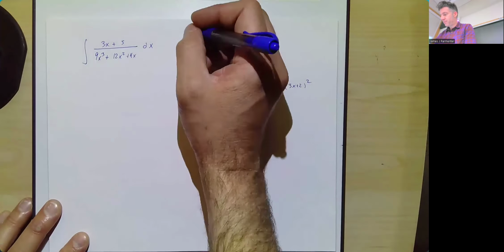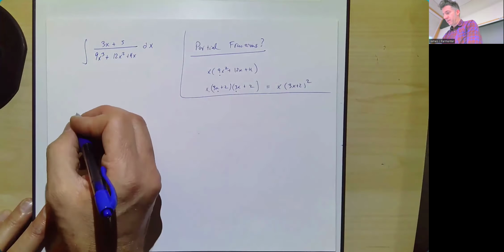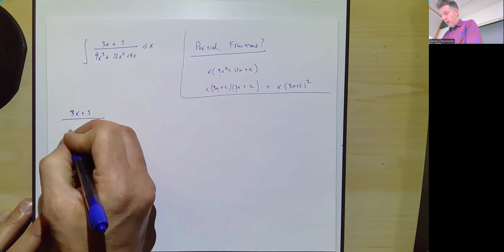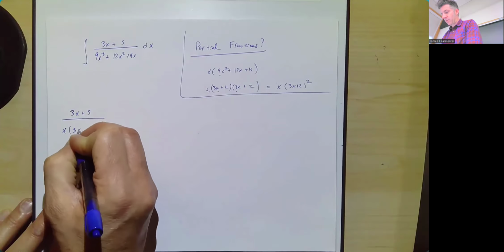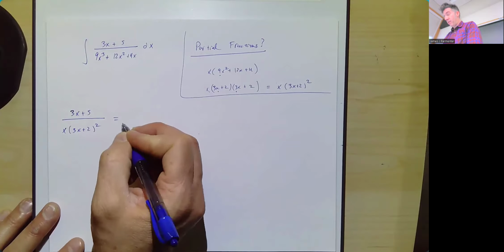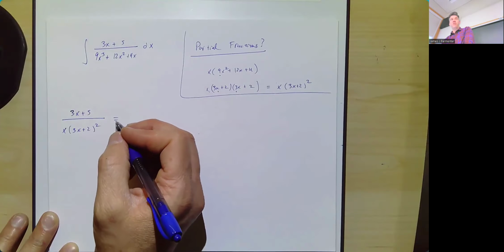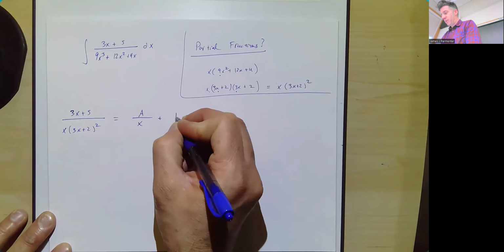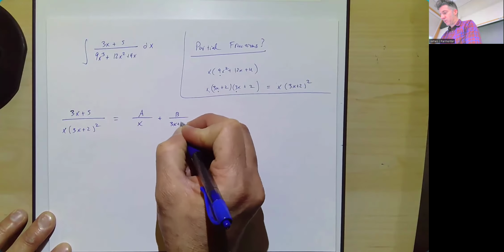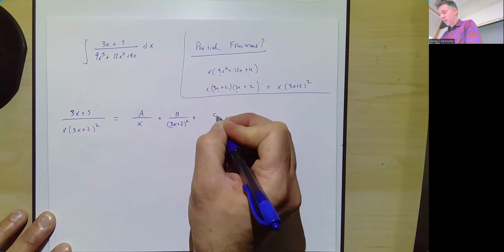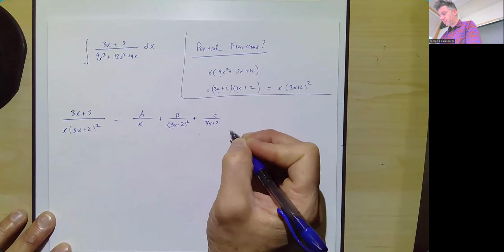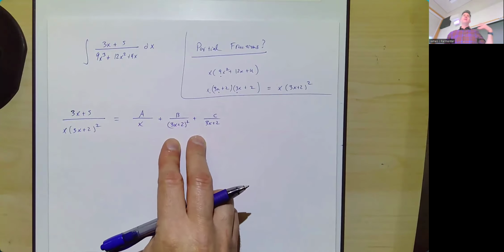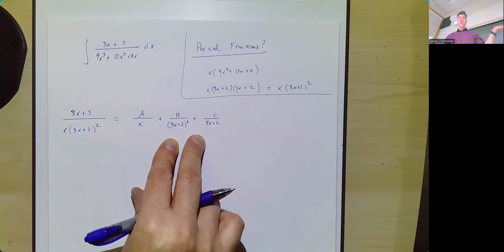So then we're going to write this as 3x plus 5 over x times 3x plus 2 squared. And our three fractions in our partial fraction decomposition are going to be a over x plus b over 3x plus 2 squared plus c over 3x plus 2. Some people write these powers in increasing order as opposed to decreasing. It doesn't matter which order you write them in as long as you get all the pieces you need.